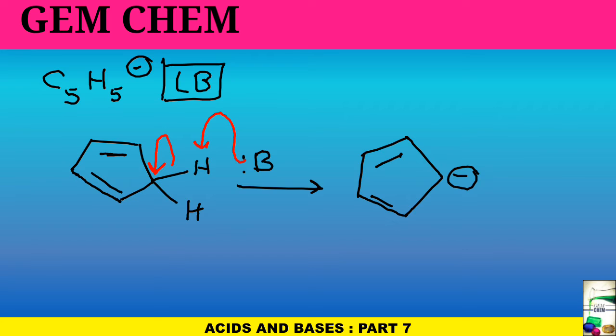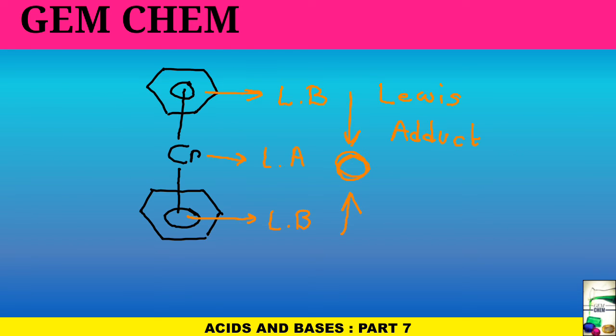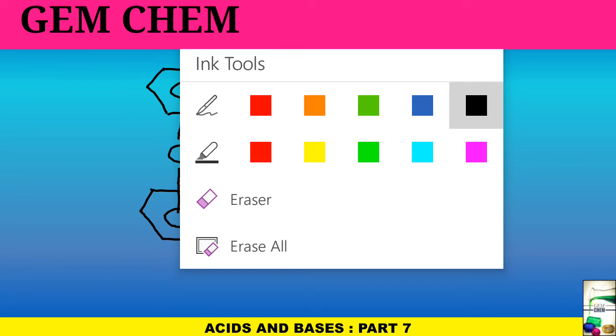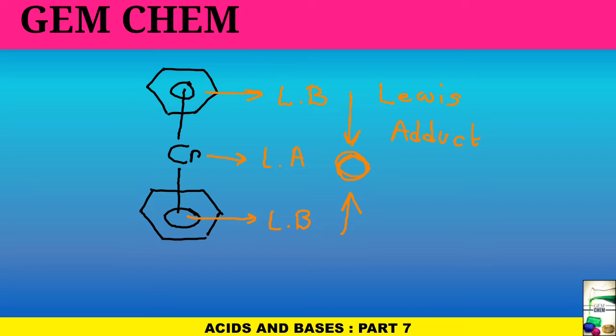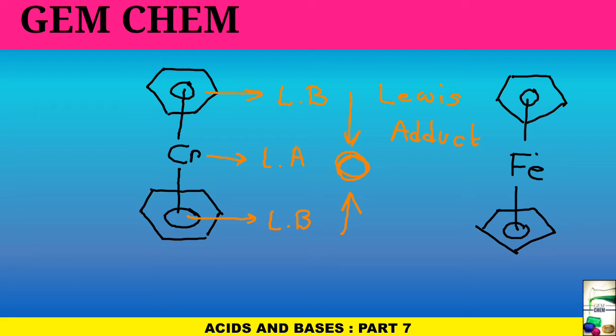Now another example of adduct formation, which we have already seen. This adduct formation can also occur like this if we take a 5-membered ring like this and iron is taken in between and another ring like this. This can also be formed where this acts as a Lewis base, this acts as a Lewis acid and this acts as a Lewis base. This is also a Lewis adduct and this particular compound is known as ferrocene.